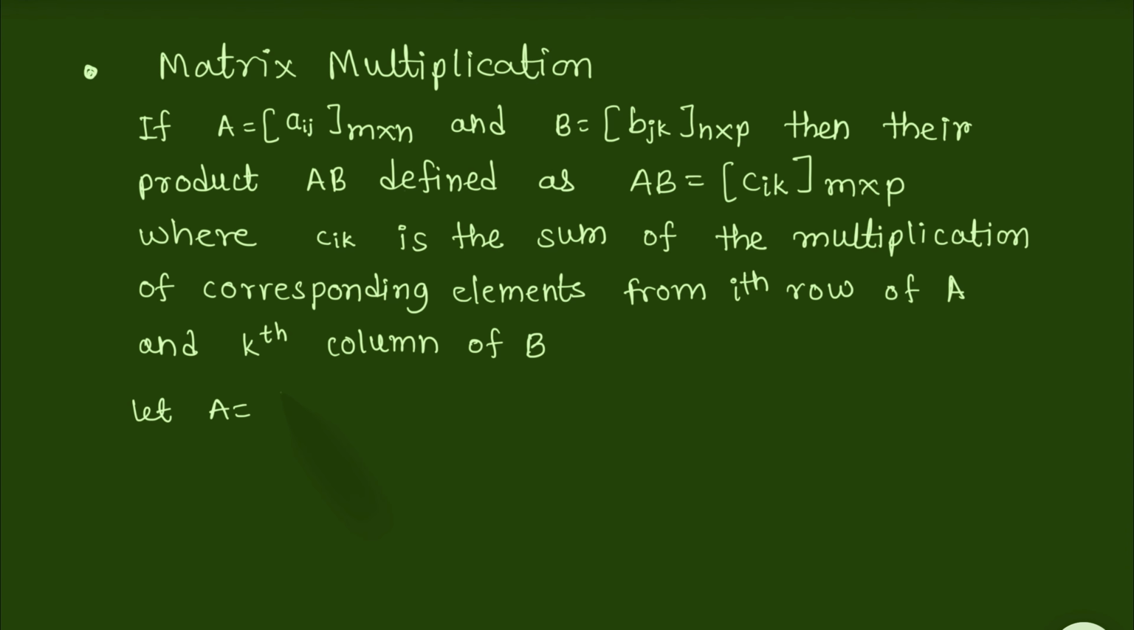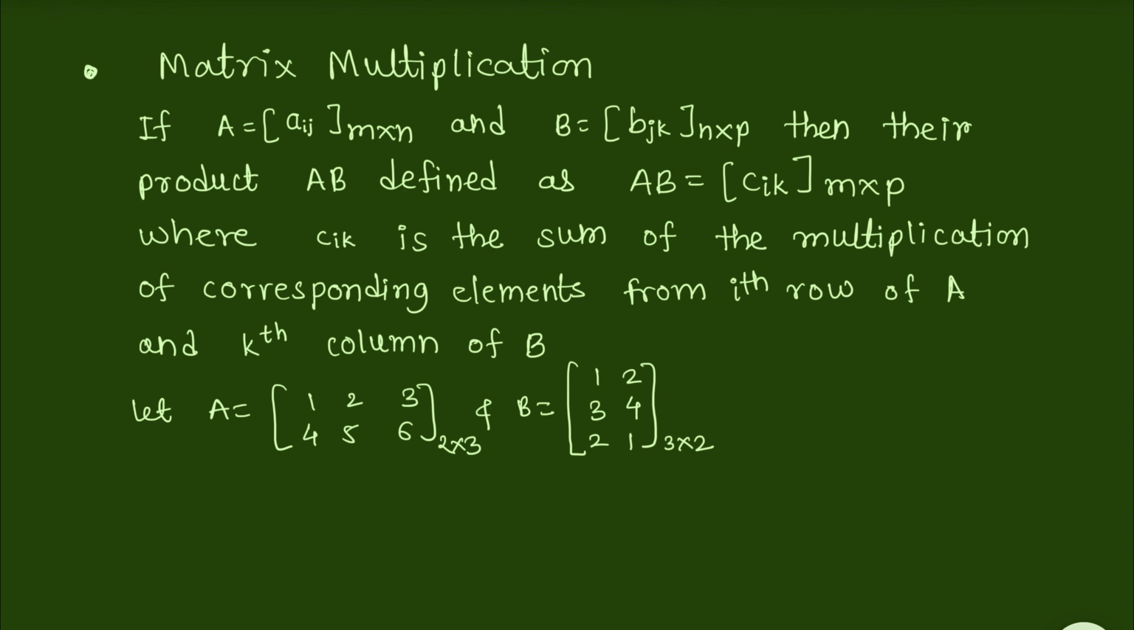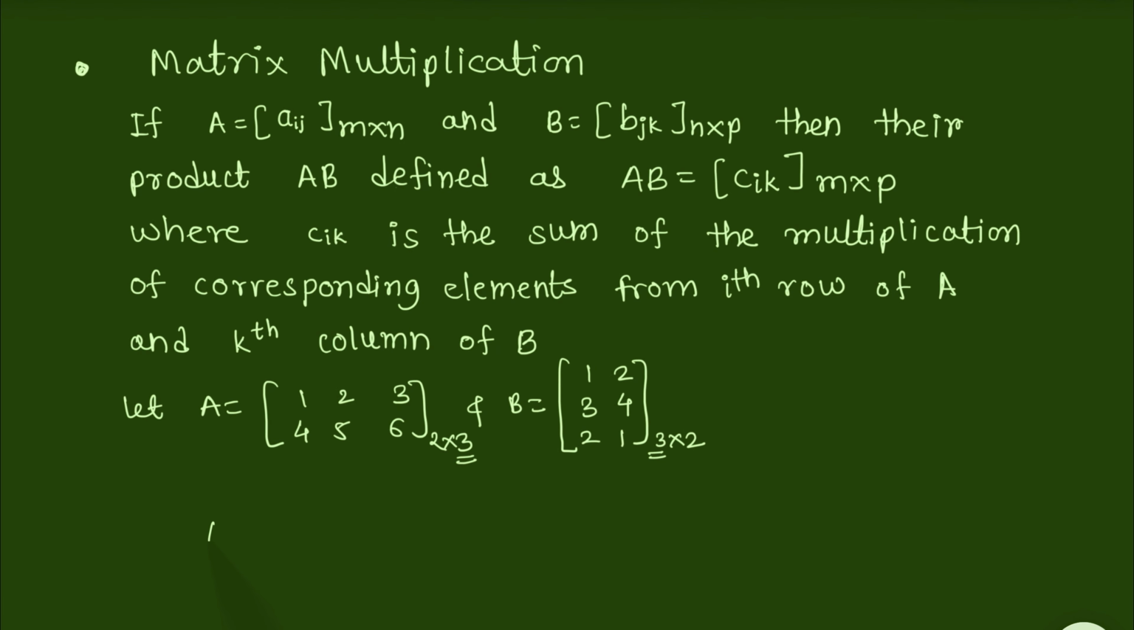Let A be 1, 2, 3, 4, 5, 6 and B be 1, 2, 3, 4, 2, 1. Now A has the order 2 cross 3 and B has the order 3 cross 2. The number of columns in A is equal to the number of rows in B. That means A cross B exists and has the order 2 cross 2. This matrix is 2 cross 2.